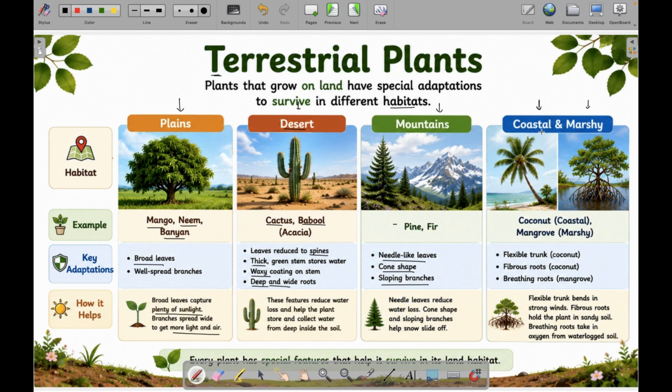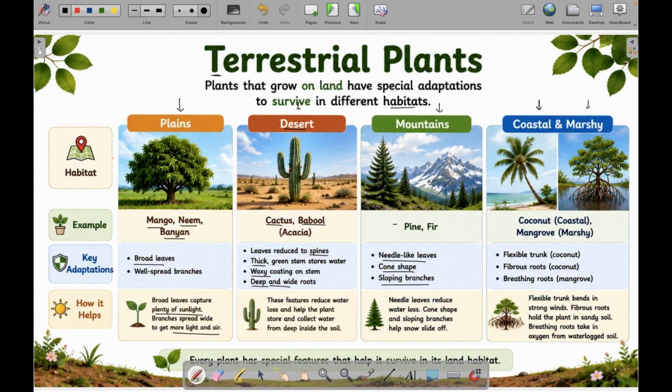Next we have the coastal region. So coastal regions are very hot, they are very wet, and they have very strong winds as well, right? At the same time the water there is salty and the soil, if you have gone to a beach you'll notice that the soil is just like sand. So we call that type of soil a sandy soil, right?